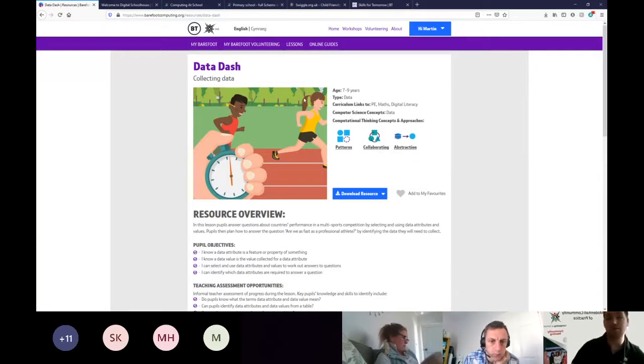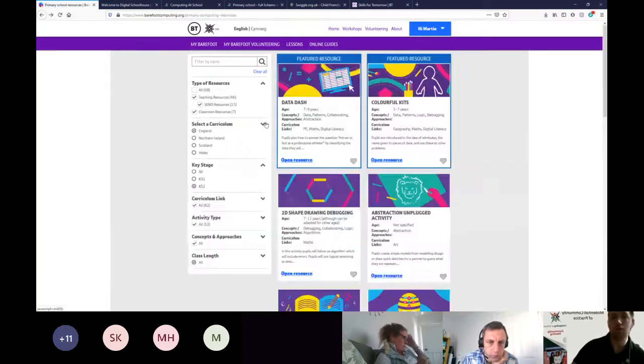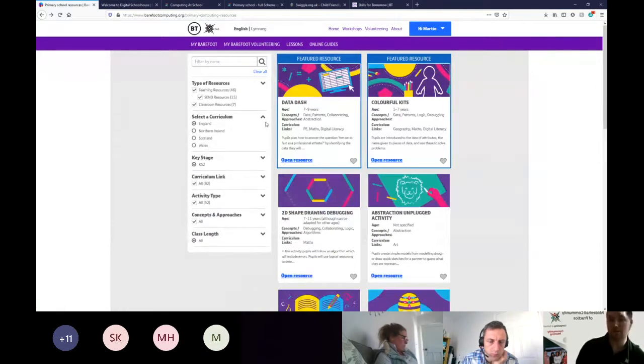Those are some really good resources, and like I said earlier on, some of them can be adapted for older age groups as well. Things like abstraction: this abstraction unplugged activity is one that I've used all the way up to my A-level classes to talk about how abstraction works and what it actually means. Even though it's aimed at that age group, there's nothing to stop you using it in Key Stage 3, Key Stage 4, or even Key Stage 5 if you go up that high.